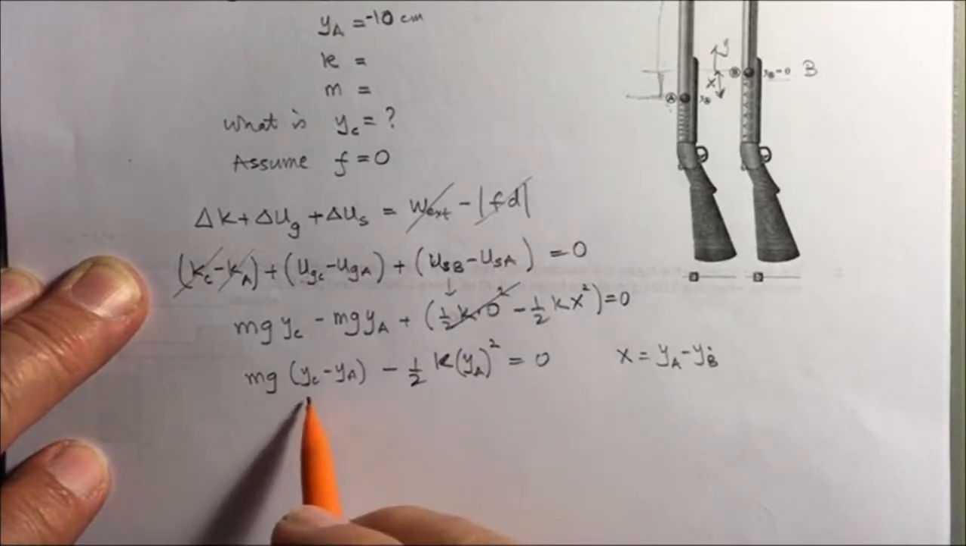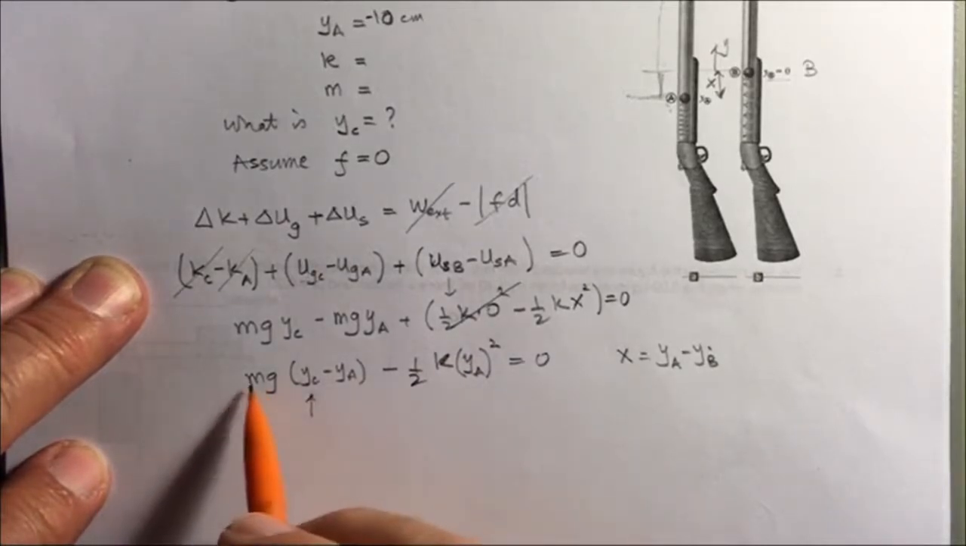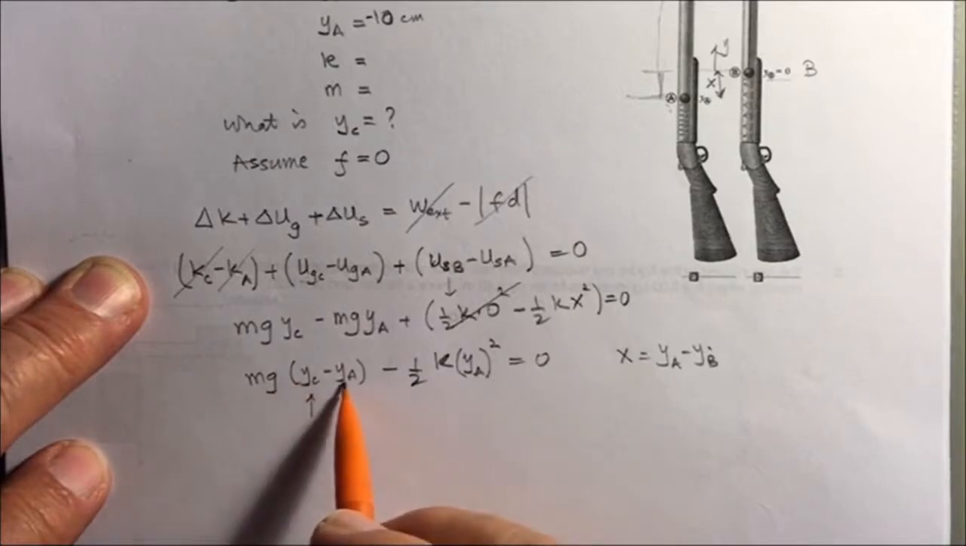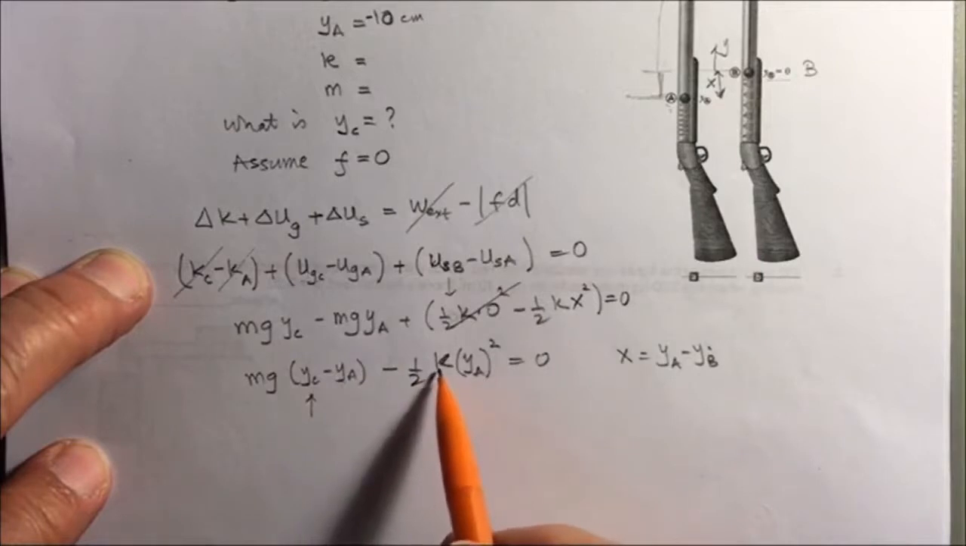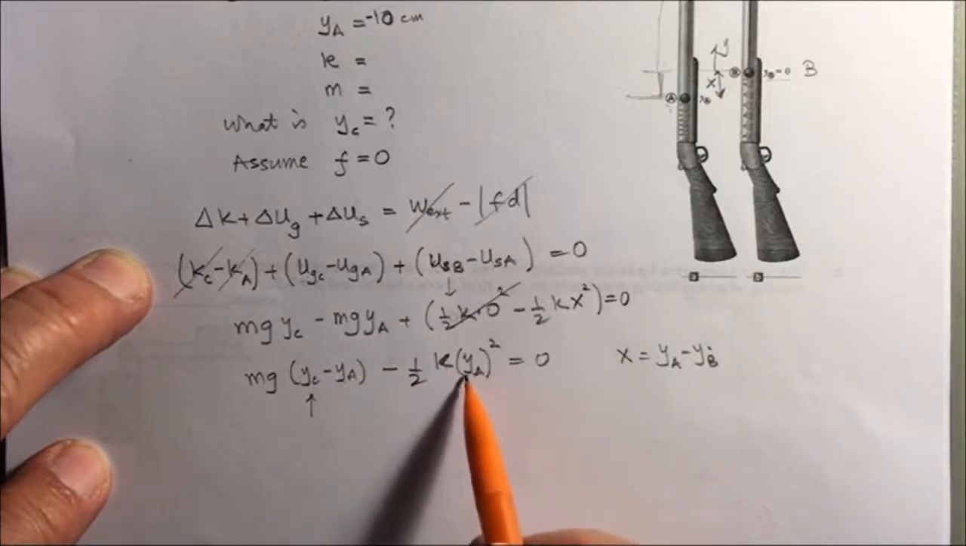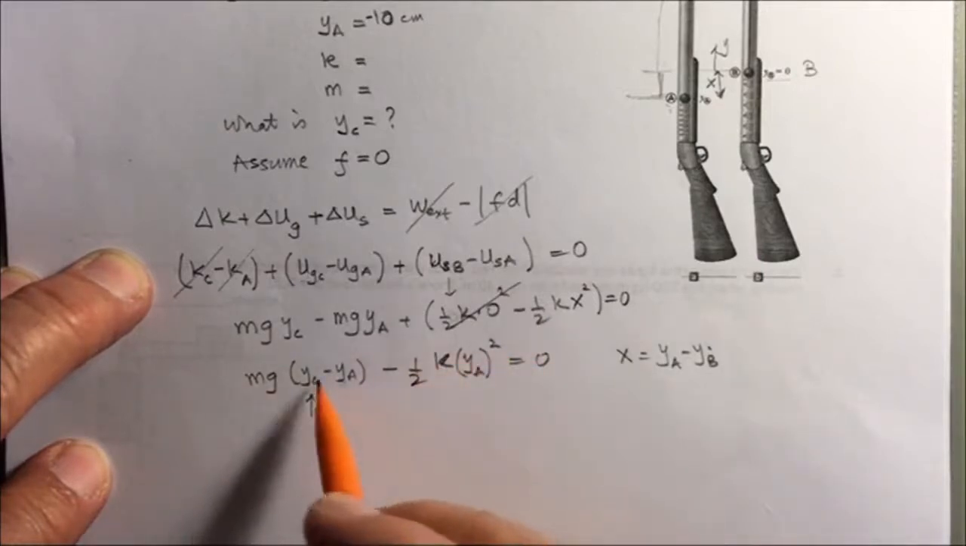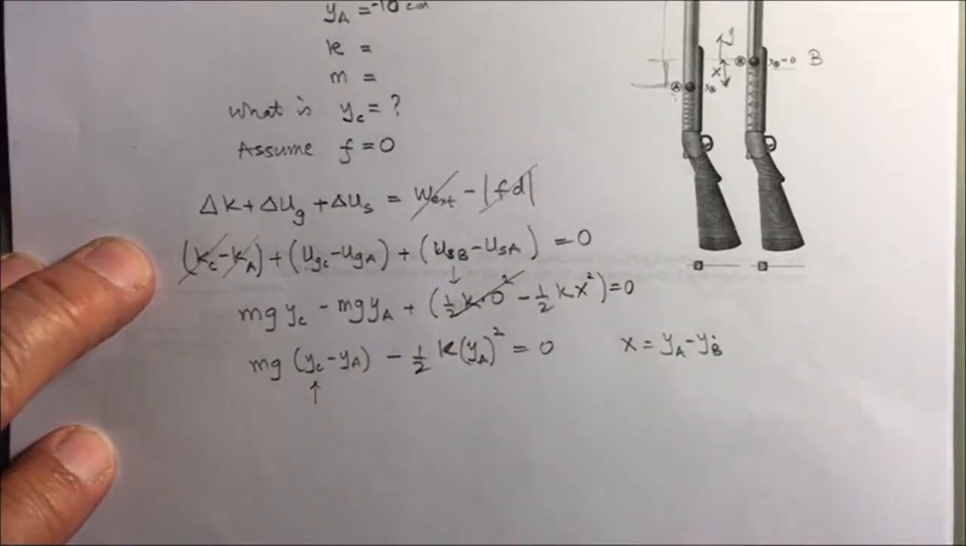And so we're looking for yC. So we know the mass, the g, the yA, which is minus 10 centimeters, whatever. It converts to meters. And the spring constant is also known. yA is known. So we can solve this equation to get the maximum height.